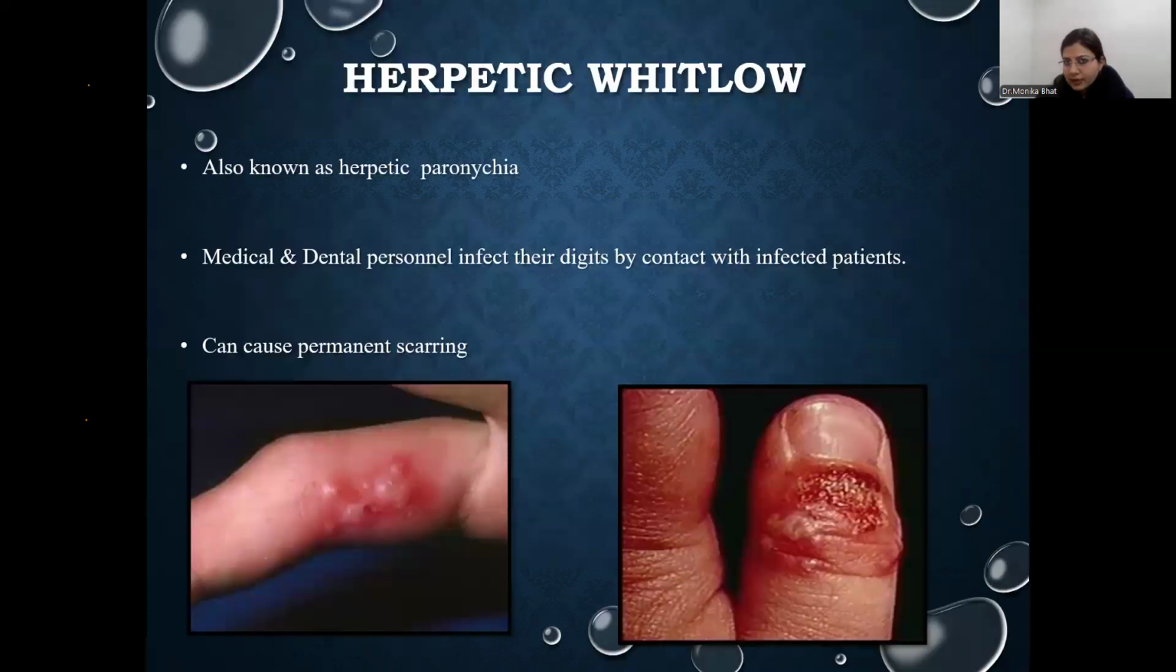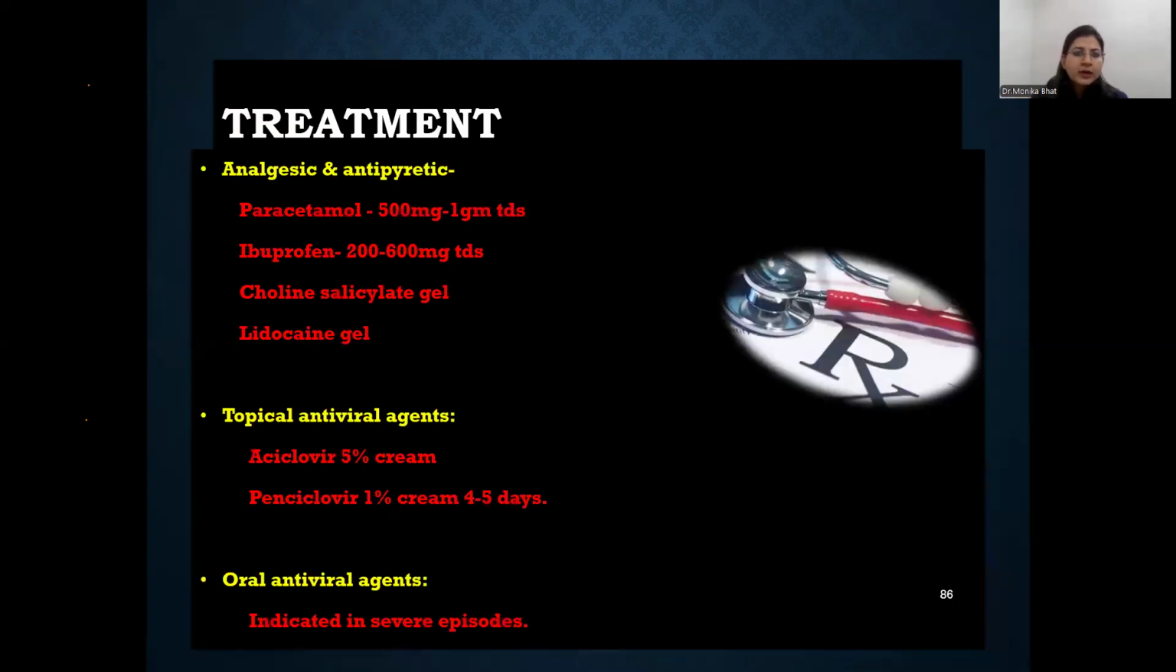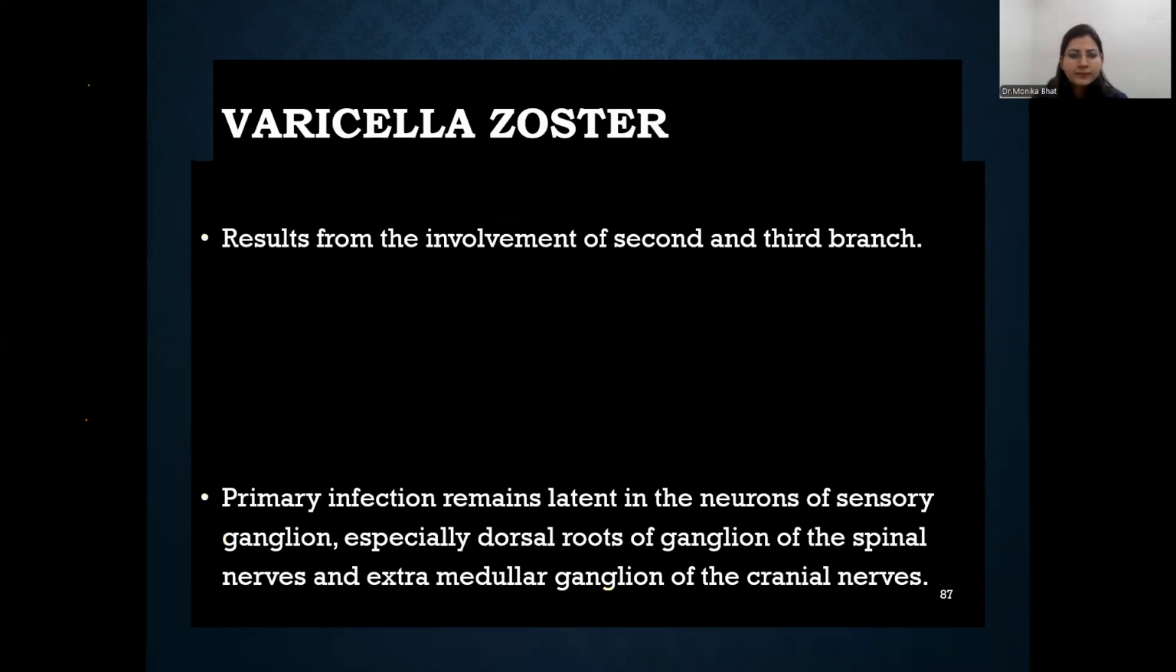Another category is the herpetic whitlow, which is mostly seen in medical and dental personnel who treat patients already infected with the herpes virus infection, also known as herpetic paronychia, because it involves the fingertips of the person, and can sometimes cause permanent scarring on healing. The treatment is analgesics or antipyretics. Topical antivirals and oral antivirals are given to the patient.